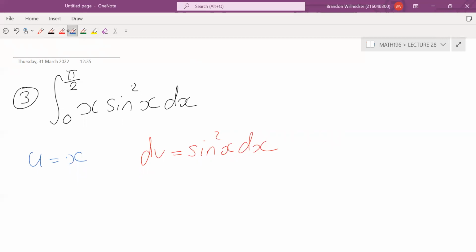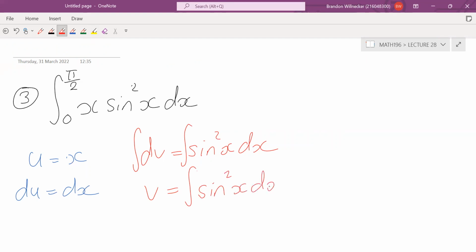So we need to differentiate u. So du is going to be dx. That's pretty easy. Now we need to integrate dv. We're going to have v is the integral of sine squared x. Okay, so this looks pretty difficult, integrating sine squared.